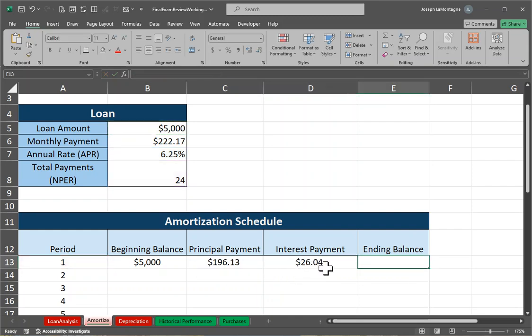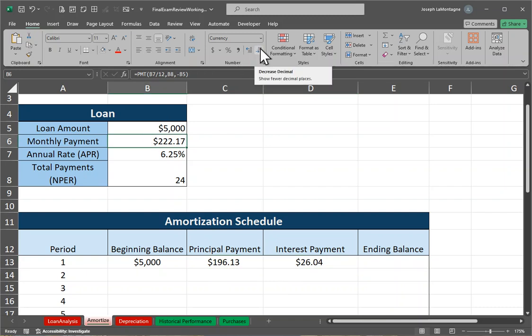And so $26.24. If we select both of these and look down in our status line at the very bottom, you'll see that 222.17. These should always add up to the monthly payment. Might be off a penny depending on how things were rounded. When I actually had this, if I did not increase the decimal, it was $222, so it doesn't quite match up right. That's why I increased it by two decimal places.